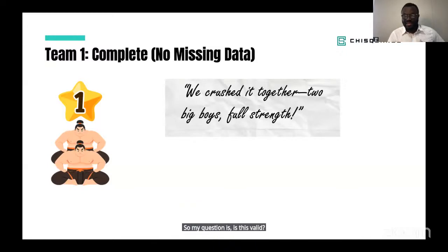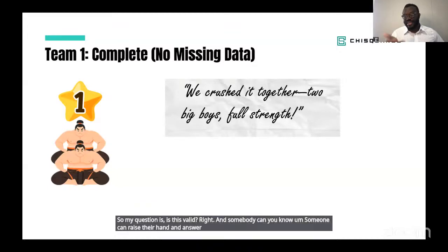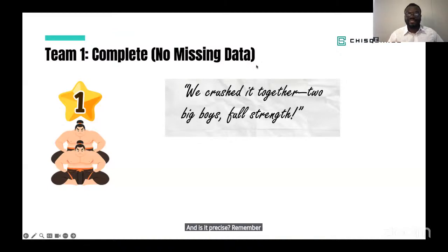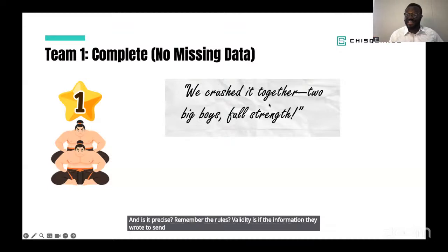Someone can raise their hand and answer the question. Again, 2 questions we're asking, right? Is it valid? And is it precise? Remember the rules. Validity is if the information they wrote to send to their friends back home is actually accurate. And precision is if it's legible, right? And so I want somebody to answer the question.